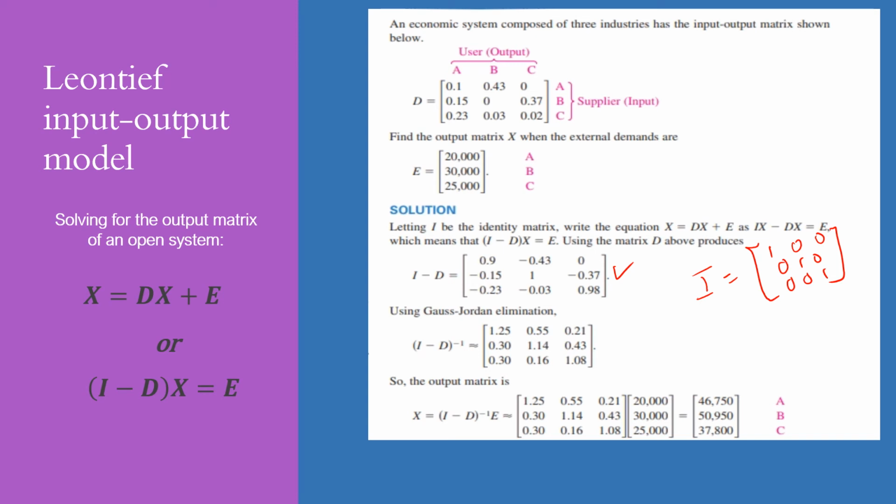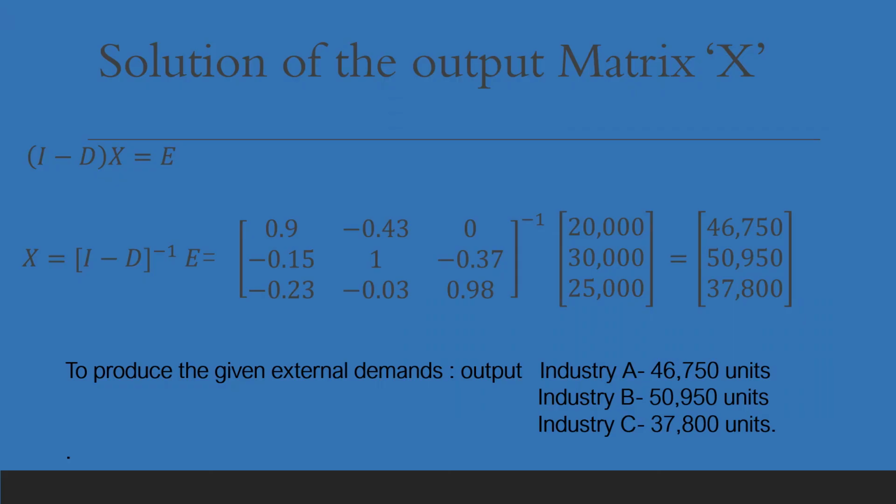46,750, 50,950 and 37,800. The solution of the output matrix X is given as 46,750, 50,950, 37,800. That means the output for industry A is 46,750 units, the output for industry B is 50,950 units, and the output for industry C is 37,800 units.